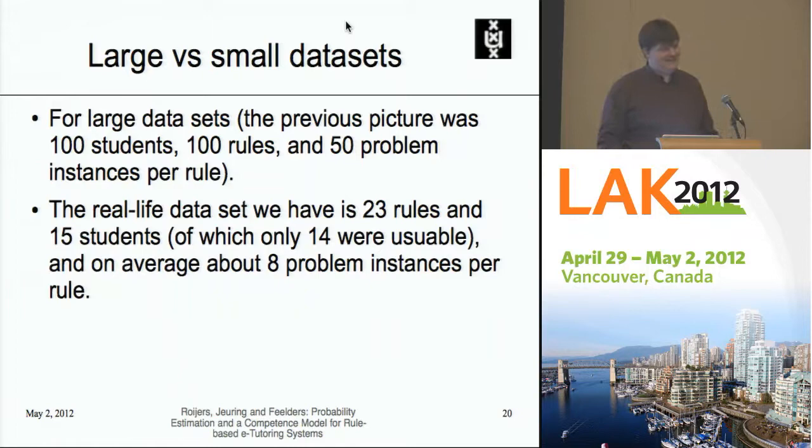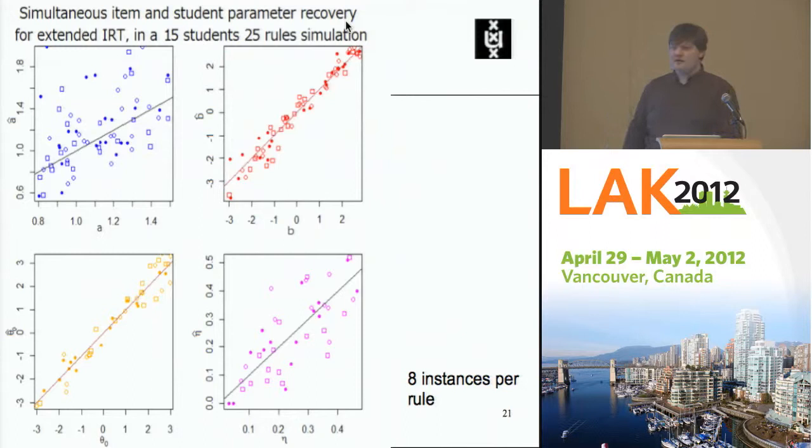So one student we couldn't use. And on average, we had about 8 instances of a rule per student over all the exercises. So if we throw that into the simulation, we get a bit different picture, which is we have our discriminativity, which is all around the place. The difficulty and the starting competence are being recovered rather well. But also the learning rate has a much higher variance than we would like.